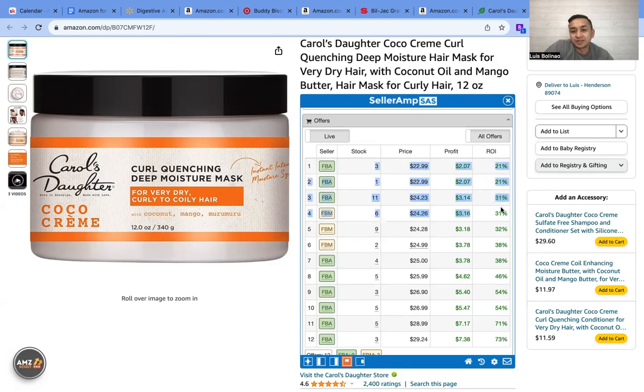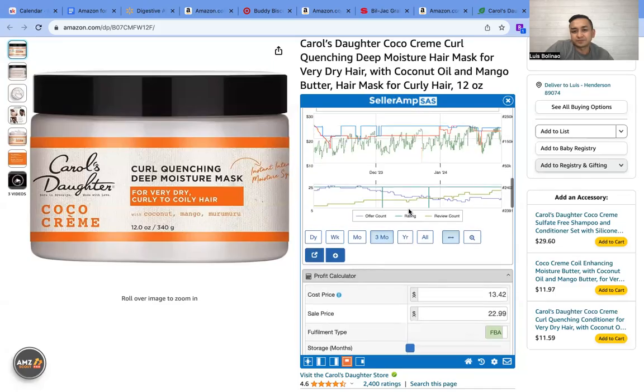Meaning, I want to say for these 7 sellers that are priced fairly close, the sales are going to go with these sellers. Does that make sense?